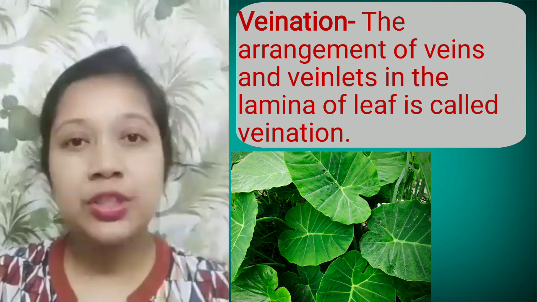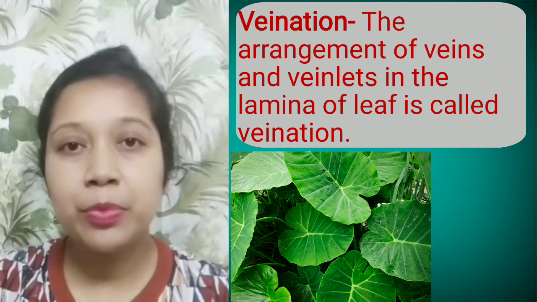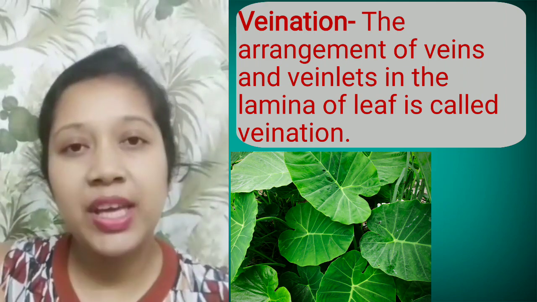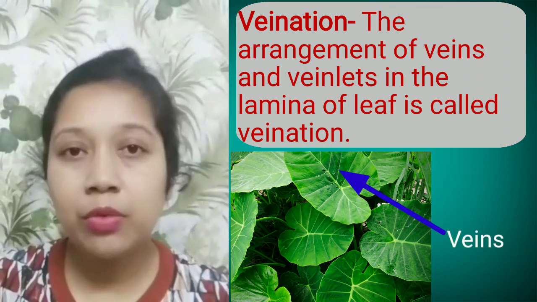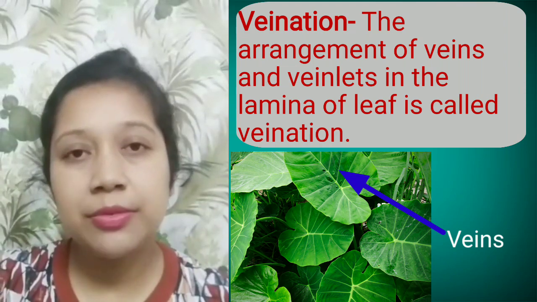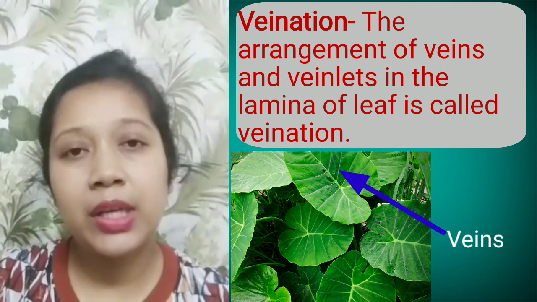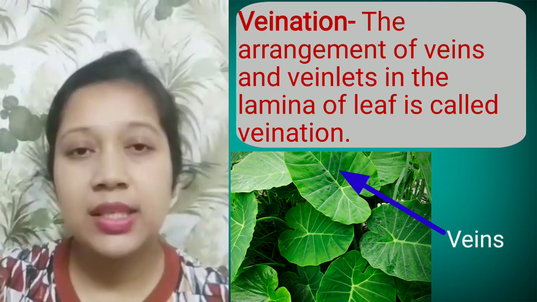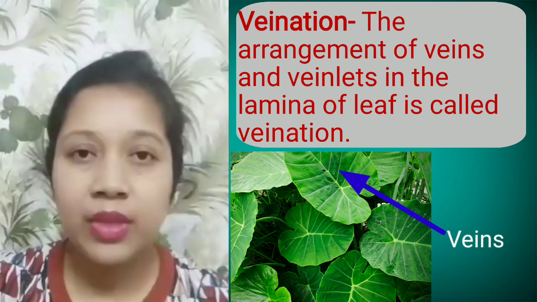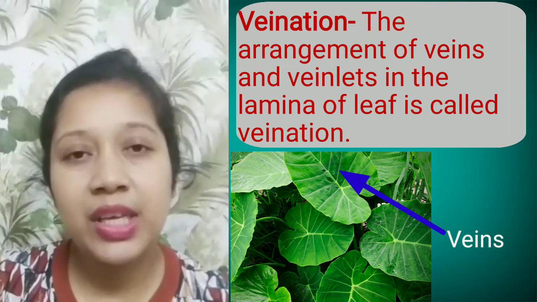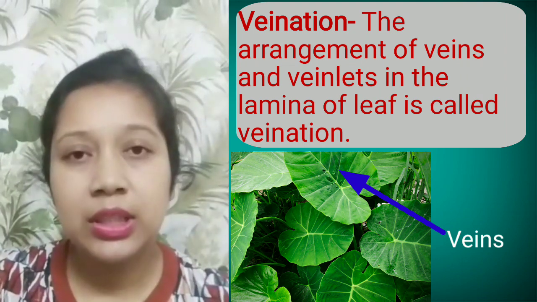Now let's come to another important term, which is called venation. Venation, in very simple words, means the arrangement of the veins and the veinlets in the lamina of the leaves. Now we know what the lamina of a leaf is: the flat broad part of the leaf. There we find some rays spread over the lamina. These are actually the veins and the veinlets that arise from the midrib region of the leaf.